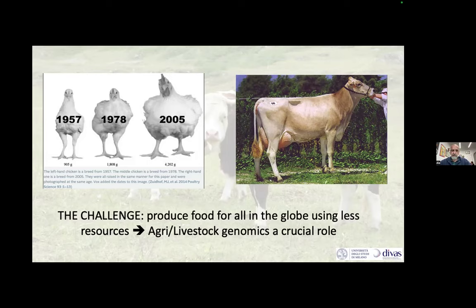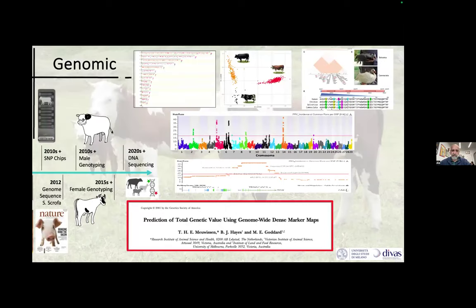But now the challenge at this moment for us is to produce food for all people on the globe using fewer resources. So we now have to produce food for 8 billion people. You have seen forecasts of 10 billion people at some point. And agri-genomics and livestock genomics are taking on a crucial role, because now we have a huge amount of information on individuals. And now we enter the genomic data analysis business and see what I believe, and my group believes, are our needs, especially for the application of genomic information.